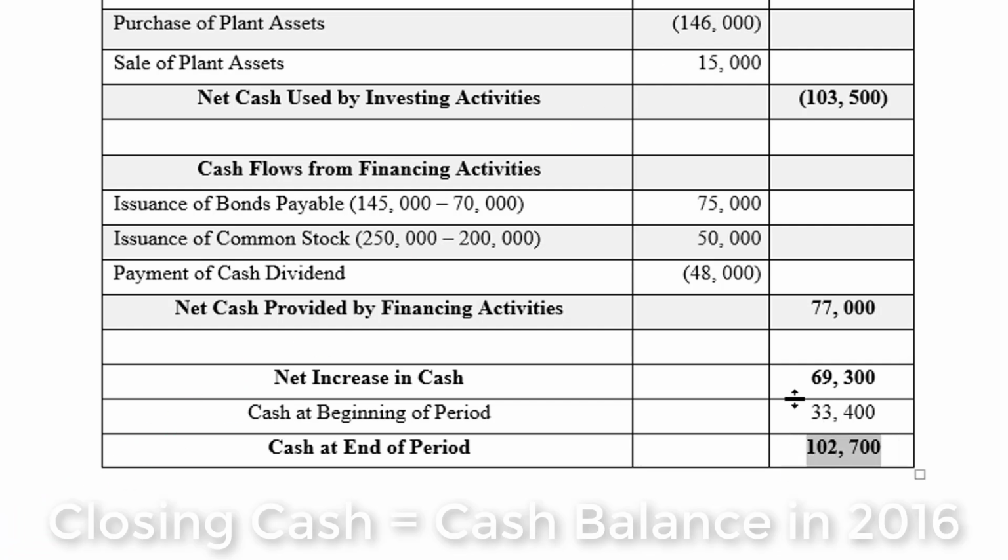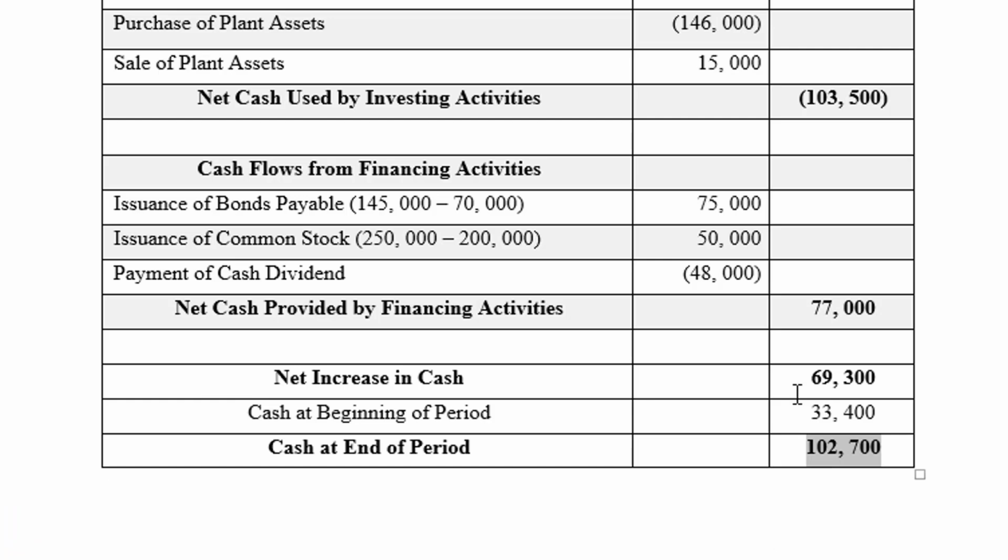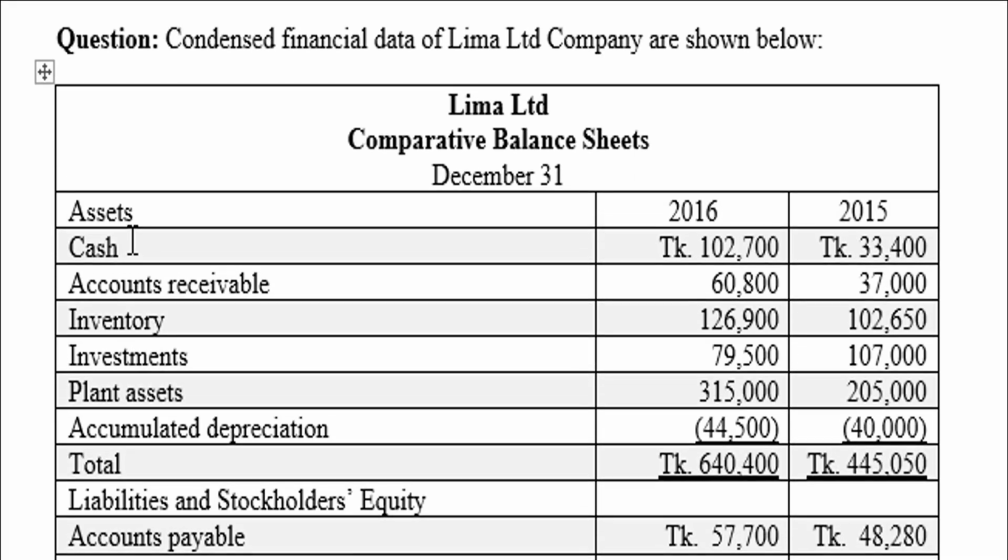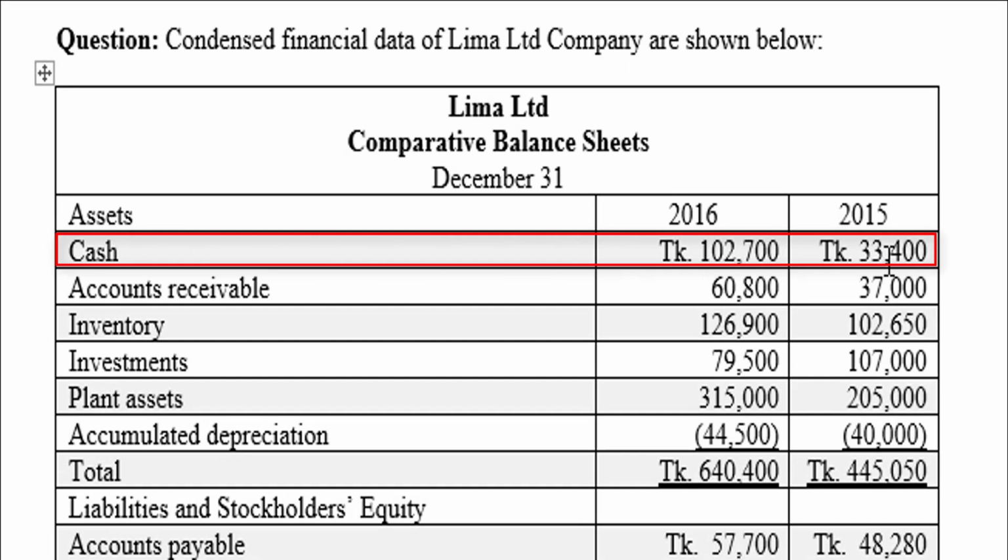So we are going to see whether it is true or not in the question. In the question we can see the cash balance. The opening balance is 33,400 and the closing balance is 102,700. So this is the same as the solution. So the math is okay.